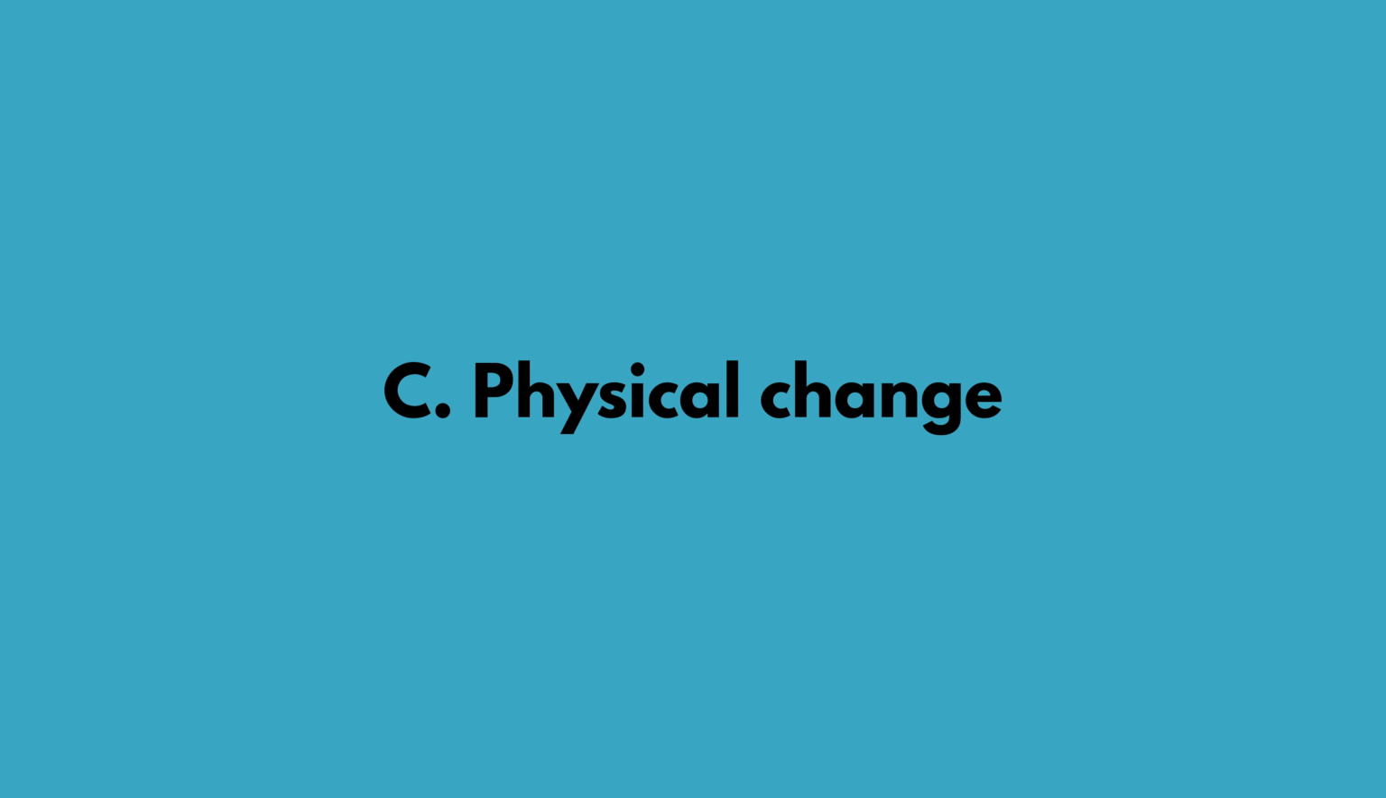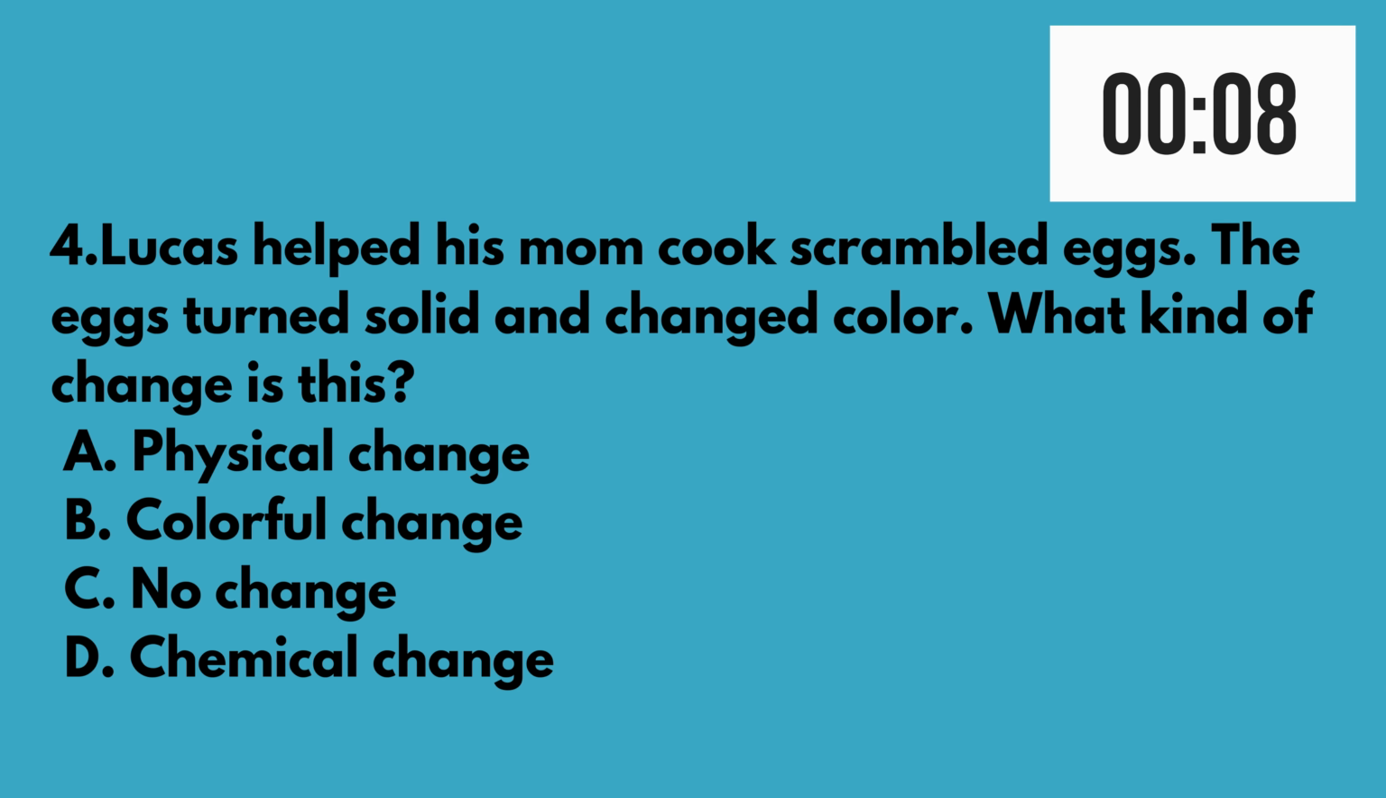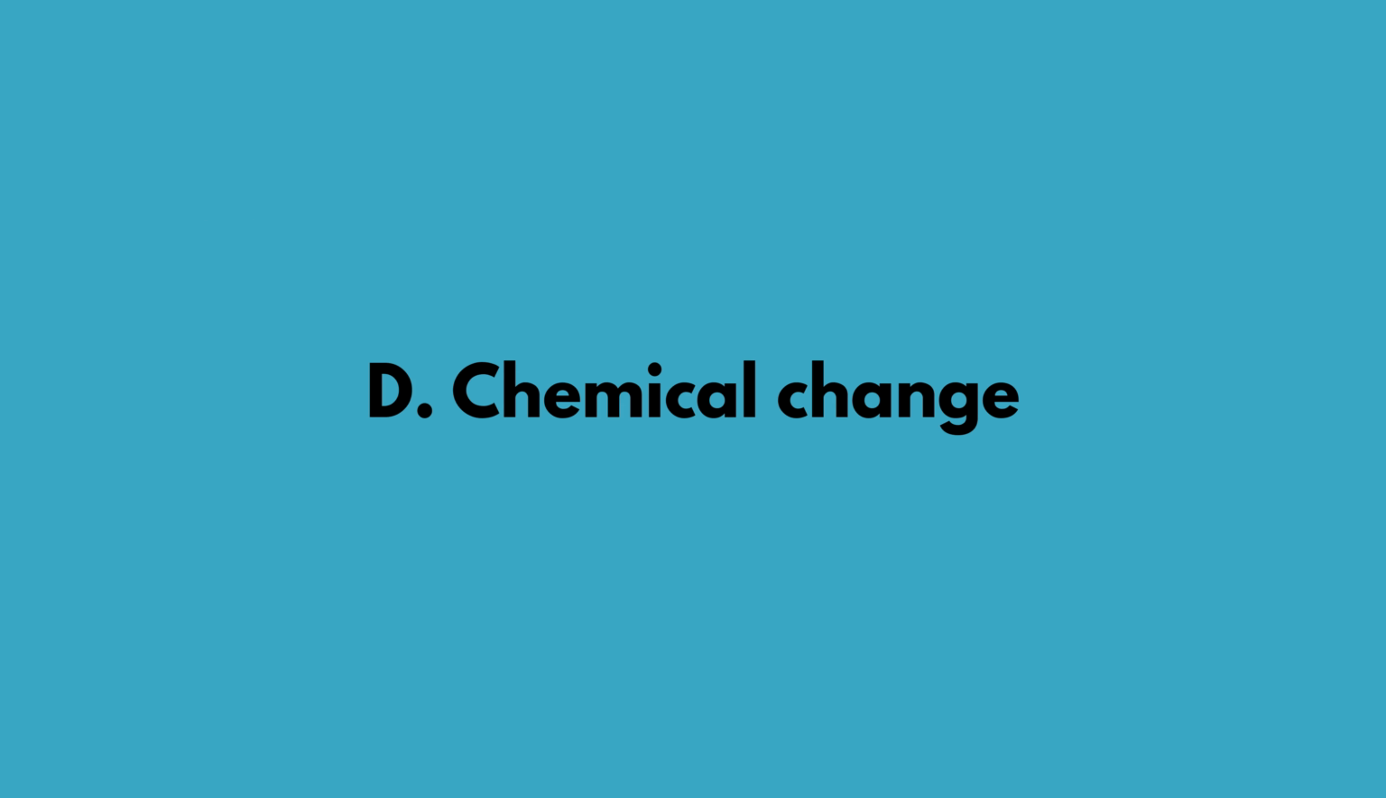Number 4. Lucas helped his mom cook scrambled eggs. The eggs turned solid and changed color. What kind of change is this? A. Physical change. B. Colorful change. C. No change. D. Chemical change. Correct answer: letter D. Chemical change.